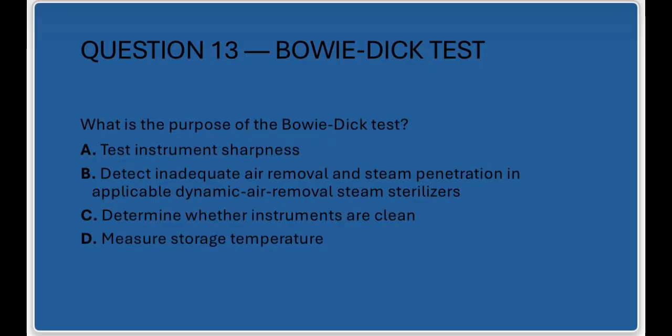Question 13. What is the purpose of the Bowie-Dick test? A, test instrument sharpness. B, detect inadequate air removal and steam penetration in applicable dynamic air removal steam sterilizers. C, determine whether instruments are clean. D, measure the storage temperature.